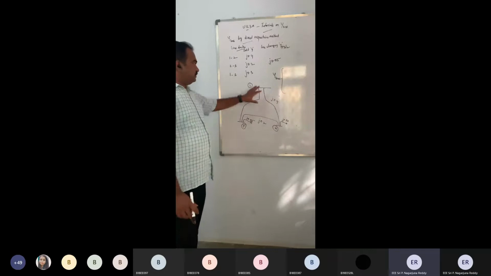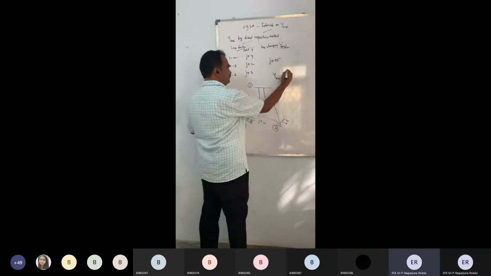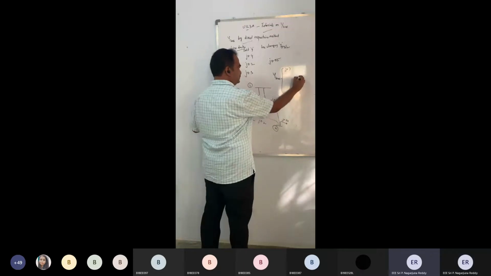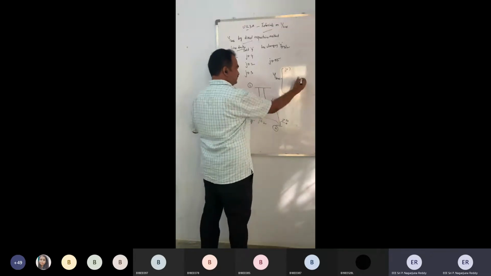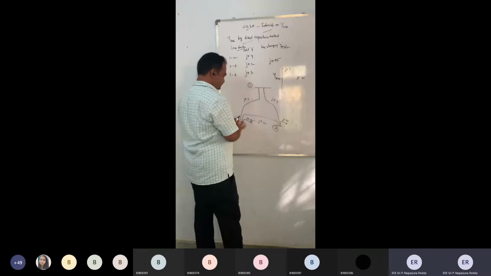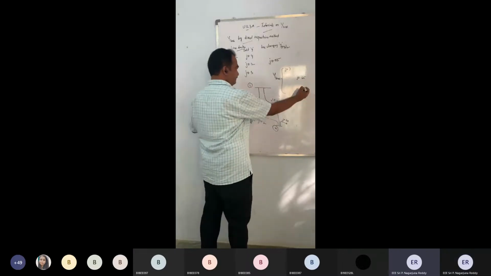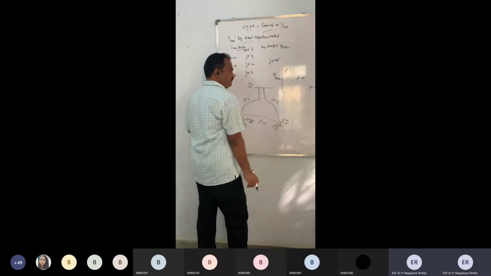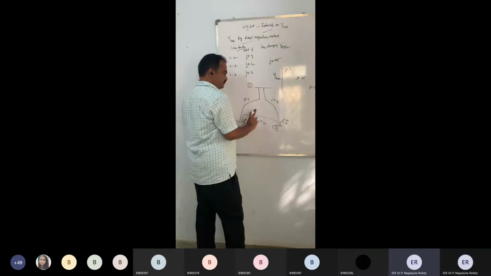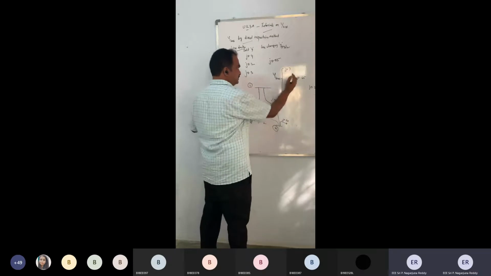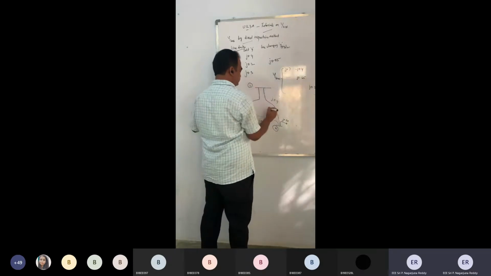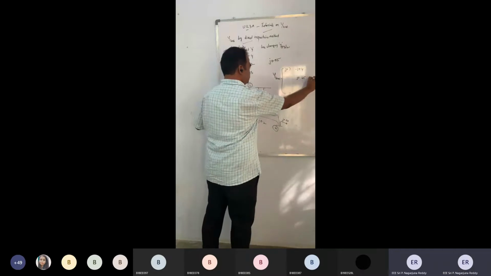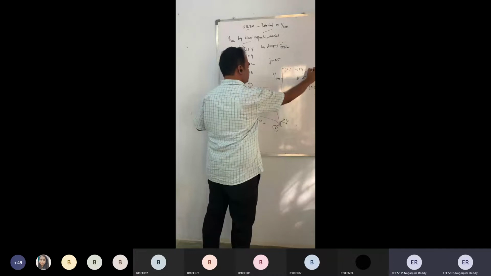Now you see here Y-bus. What is Y-bus now? J0.7. Here it is J0.65. And this is J0.75. And the off diagonal element, minus 0.4. Between 2 and 3, it is minus 0.2, and it is minus 0.2.